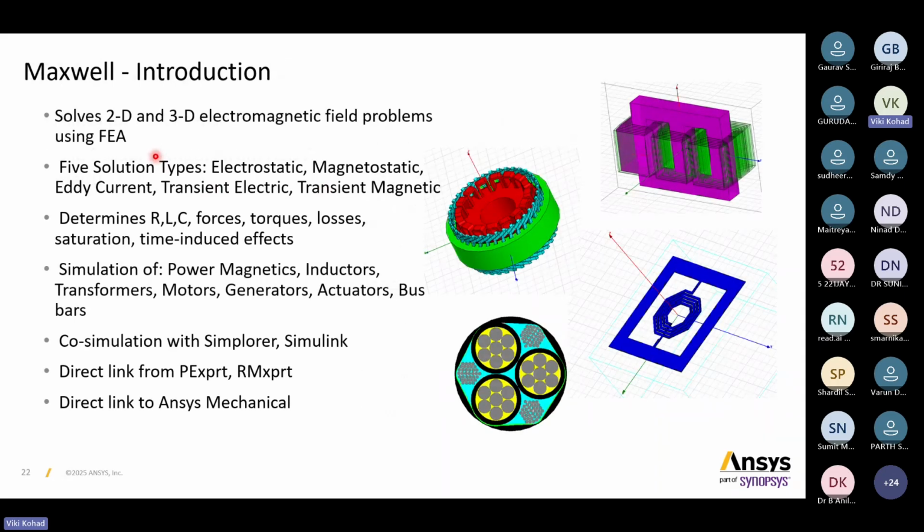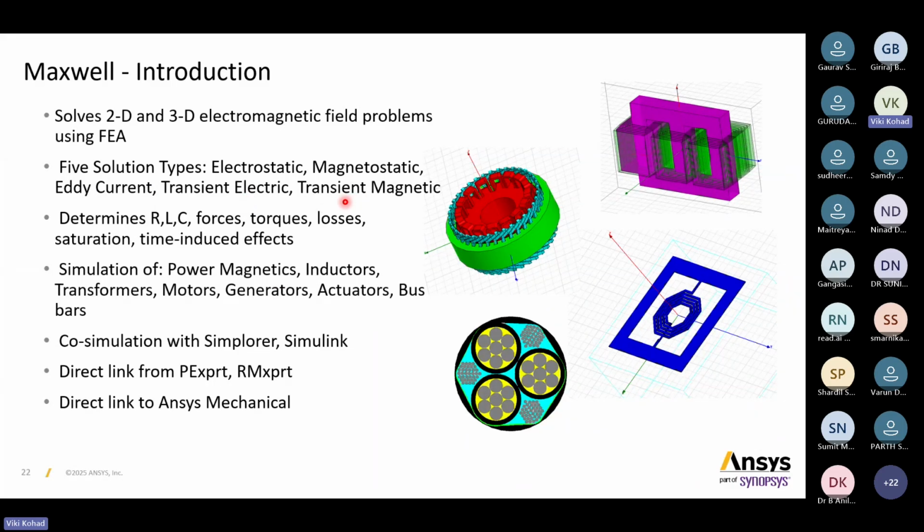So what is the capability of Maxwell and what does it include? Maxwell itself includes 2D and 3D electromagnetic field problems using the finite element analysis method. Then it has five solution types: electrostatic and magnetostatic, these are the static ones; eddy current, the AC current, sinusoidal form; the transient electric solver, and the transient magnetic solver.